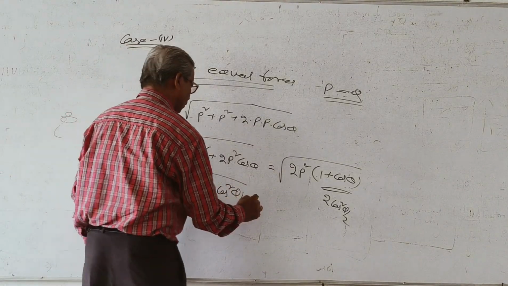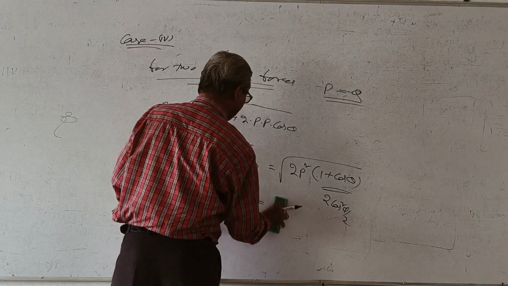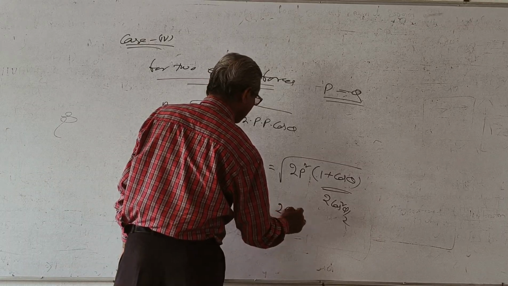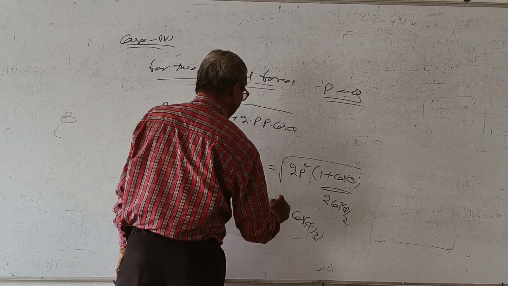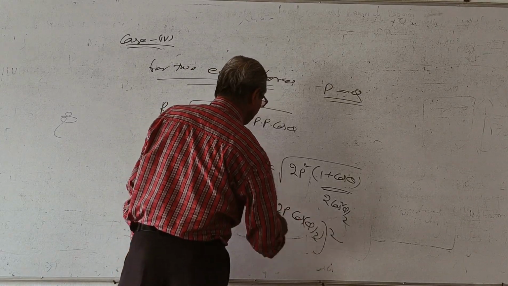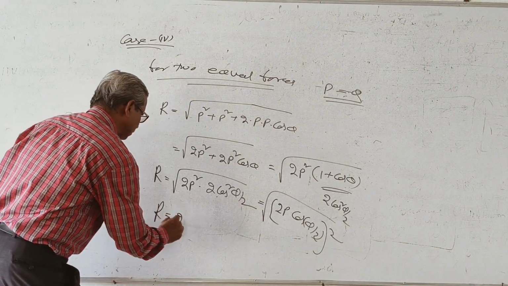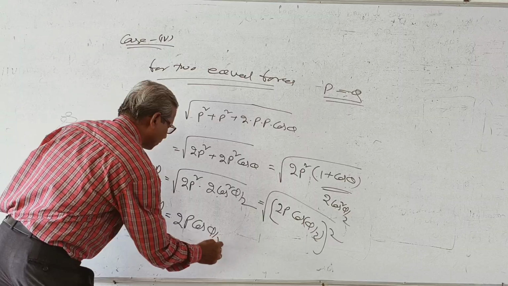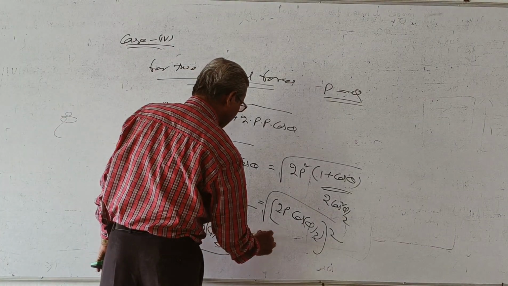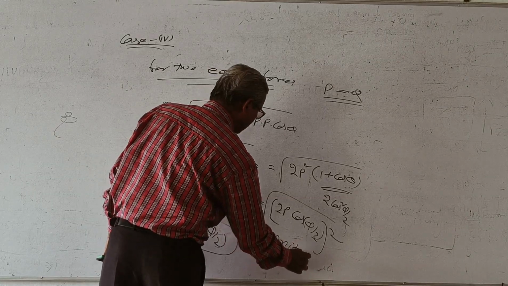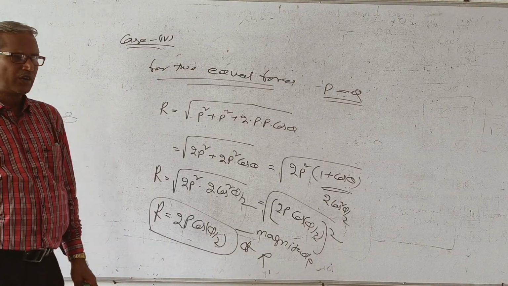R is equal to 2P cos square theta by 2, the whole square. So R is equal to 2P cos theta by 2. This is the magnitude of resultant force R. Okay.